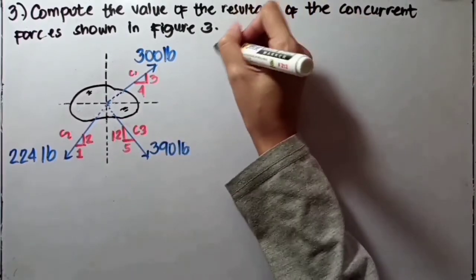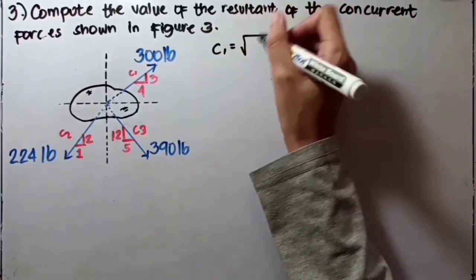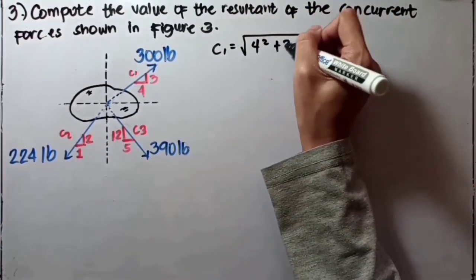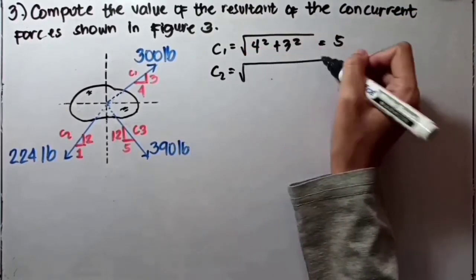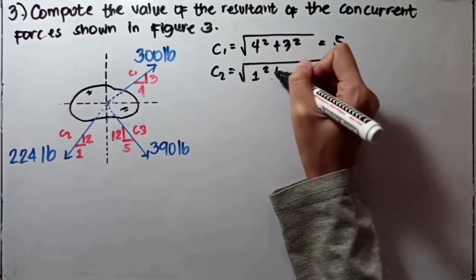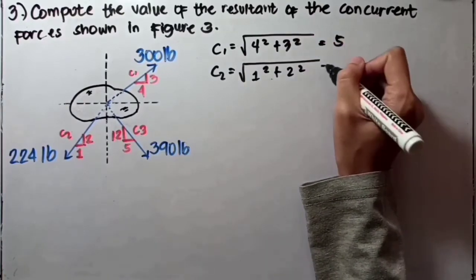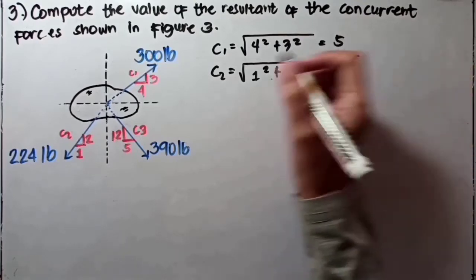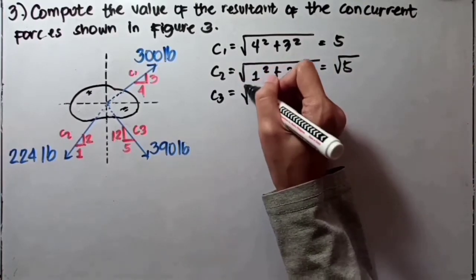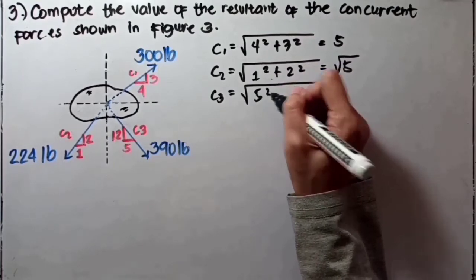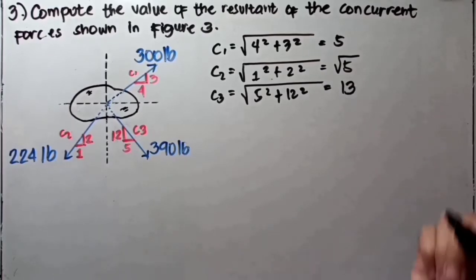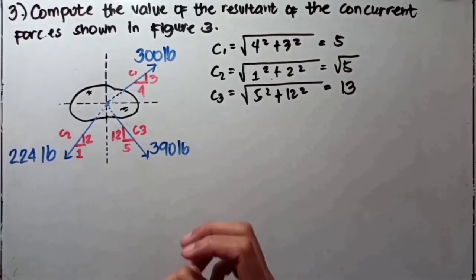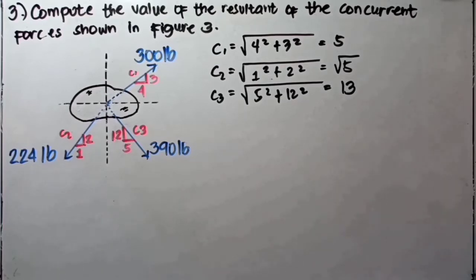Then let's solve for C1. It's equals to the square root of 4 raised to 2 plus 3 raised to 2, which is equals to 5. For C2, the square root of 1 raised to 2 plus 2 raised to 2, which is equals to the square root of 5. Now, for C3, will be the square root of 5 raised to 2 plus 12 raised to 2, which is also equals to 13. So, yan na yung mga hypotenuse for each slopes. So, pwede natin kukunin ang summation forces x.